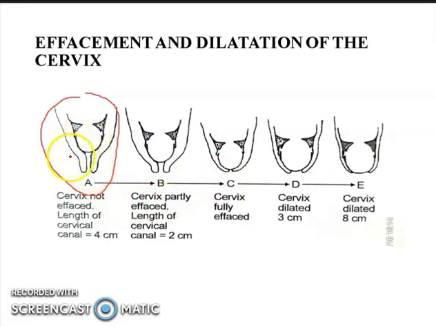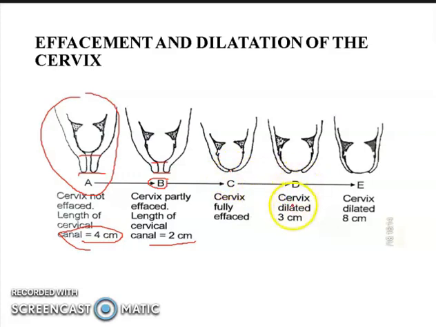So in this first image A, effacement has not taken place and the length of the cervical canal is 4 centimeters. This cervical canal, this length is from there up to there. It's 4 centimeters. Then in B, we have the cervix partially effaced. The length of the cervix has reduced to 2 centimeters. So that's the length of the cervical canal. Then in C, the cervix is fully effaced, meaning it has thinned completely and there's no space between the cervical canal and the fetal head.